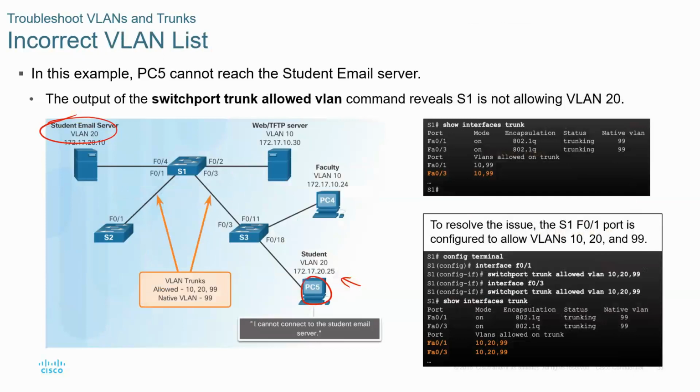But if you do show interfaces on switch S1, you will see that Fa0/3, which is a trunk, is only defined to be able to carry VLANs 10 and 99. However, the student email server and the student are on VLAN 20. So VLAN 20 is not allowed. To solve this problem, you go to the switch and you say allowed VLAN 10, 20, and 99. And if you show interfaces again, you will see that Fa0/3 is now able to carry VLAN 20, and this would solve the problem.